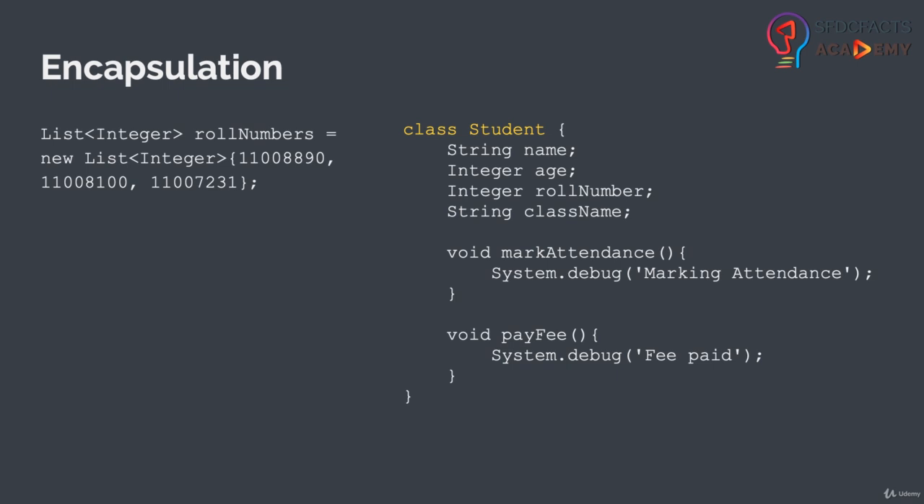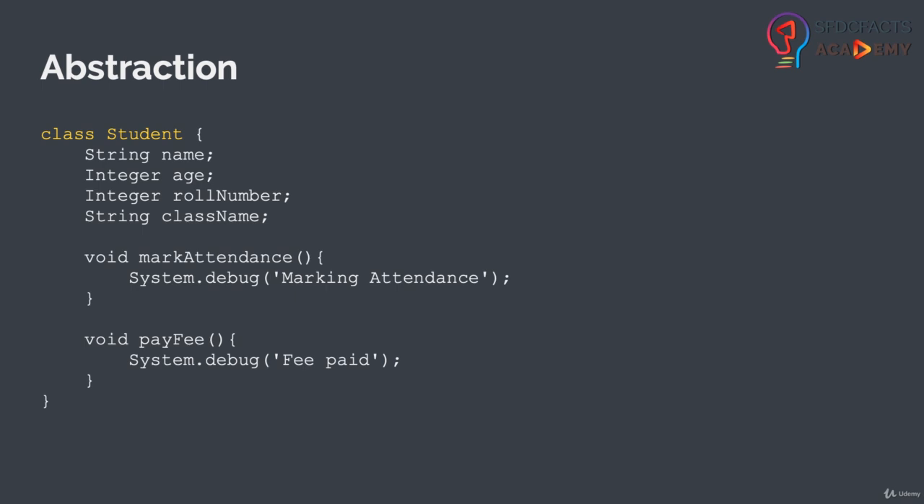And this bundling of variables and methods is called encapsulation. And in OOPS, we do it with the help of classes. Now let's talk about the second pillar, which is abstraction. It is possible that some of your properties of a student should remain secret, and no other piece of code or class should be able to see these properties directly.